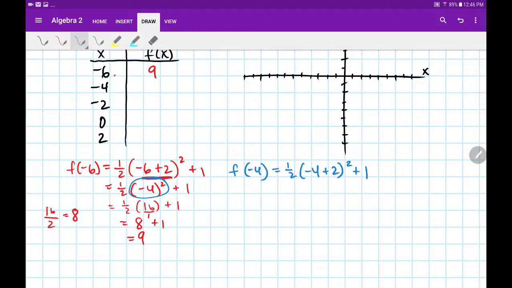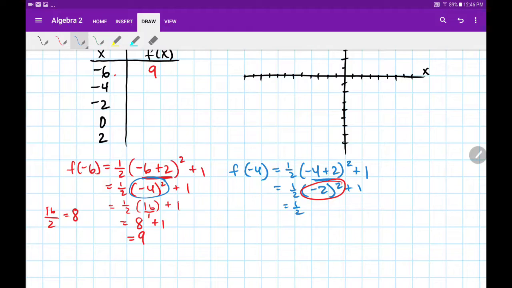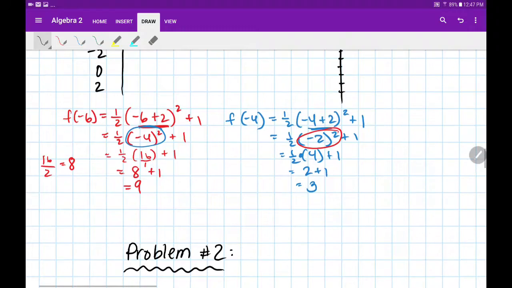Okay, if you already tried plugging it in, check if this is what you did. First, simplify the inside. You got 1/2 times parentheses negative 2 squared plus 1. After that, you should have done the exponent. So 1/2 times negative 2 squared, which is positive 4, plus 1. And then you did the multiplication. 1/2 of 4 is 2, and 2 plus 1 is 3. Very nice. Let's do another.